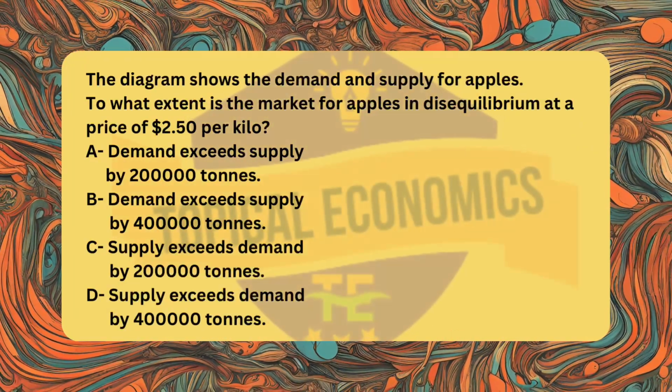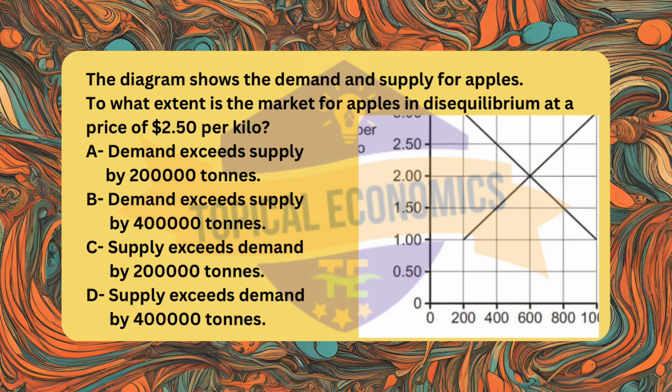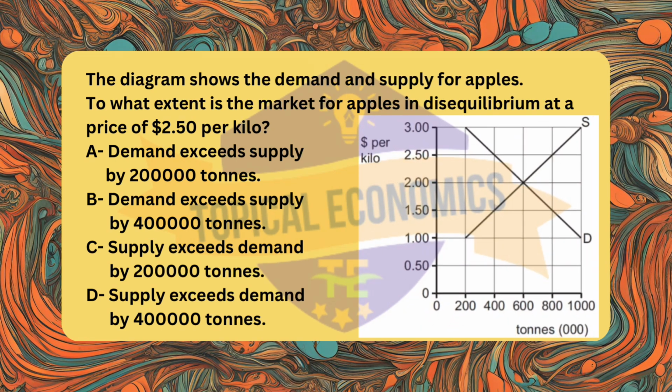The diagram shows the demand and supply for apples. To what extent is the market for apples in disequilibrium at a price of $2.50 per kilo? A. Demand exceeds supply by 200,000 tons. B. Demand exceeds supply by 400,000 tons. C. Supply exceeds demand by 200,000 tons. D. Supply exceeds demand by 400,000 tons.